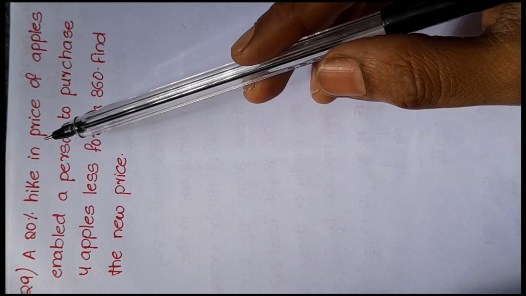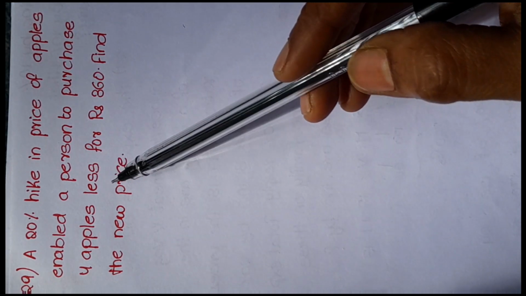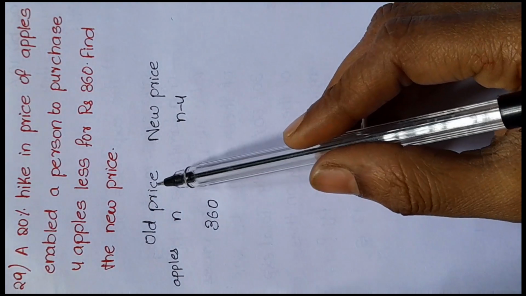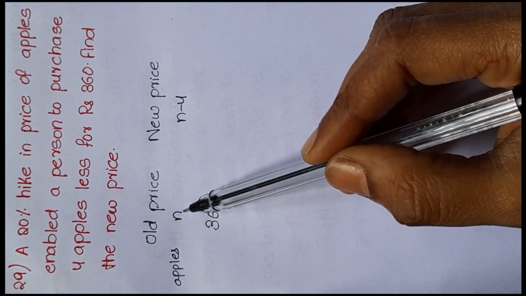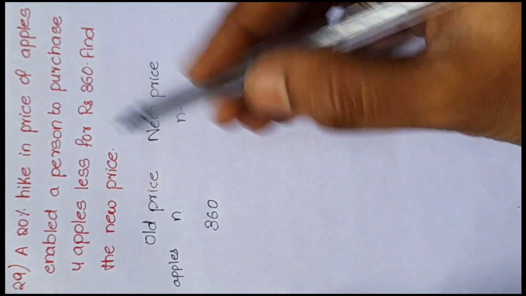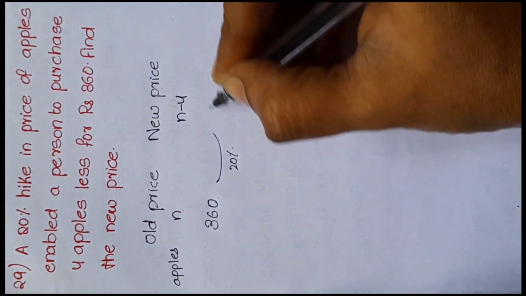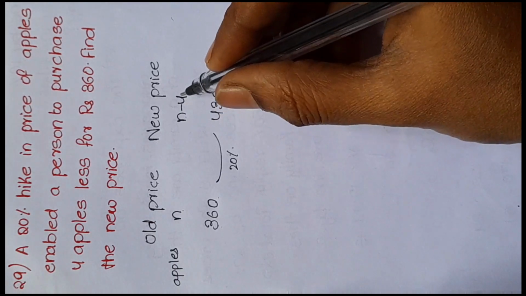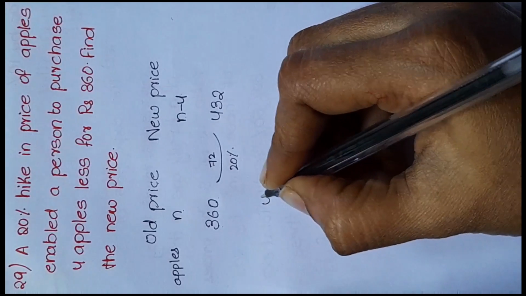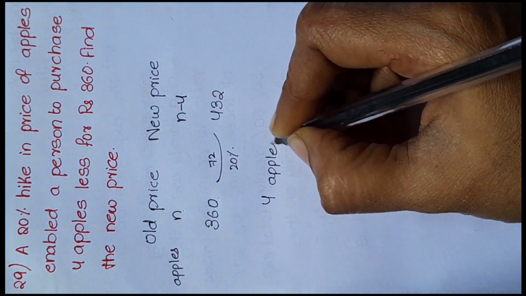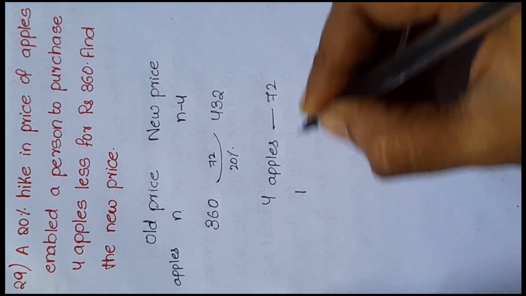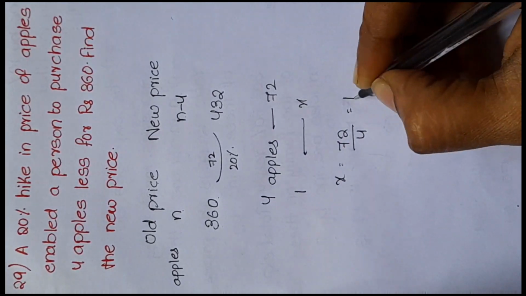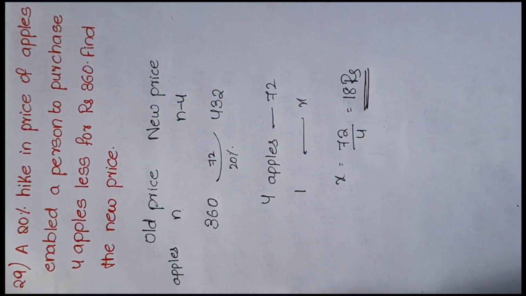29th question. A 20% hike in price of apples enabled a person to purchase 4 apples less for rupees 360. Find the original price. Let us consider for old price, that is 360 rupees, a man bought n apples. Now the price is increased by 20%. Now the price becomes 432. He can buy n minus 4 apples. That is, the price of the 4 apples is 72 rupees. And for 1 apple it becomes x. So x is equal to 72 by 4. That is 18 rupees is the original price of the apple.